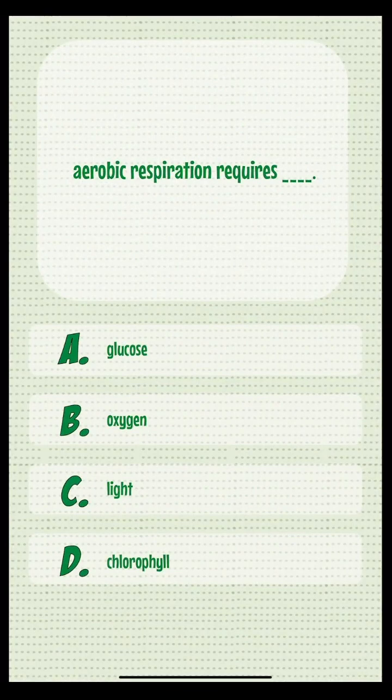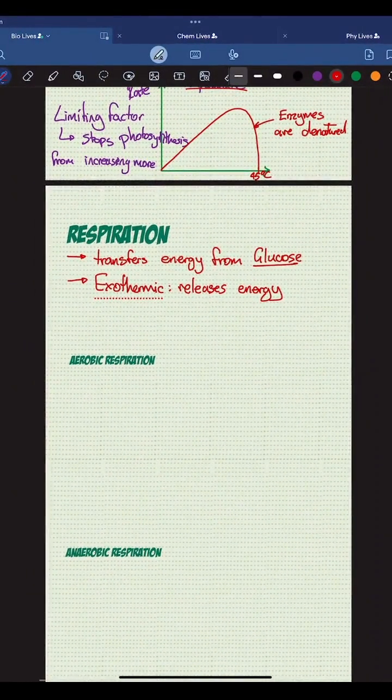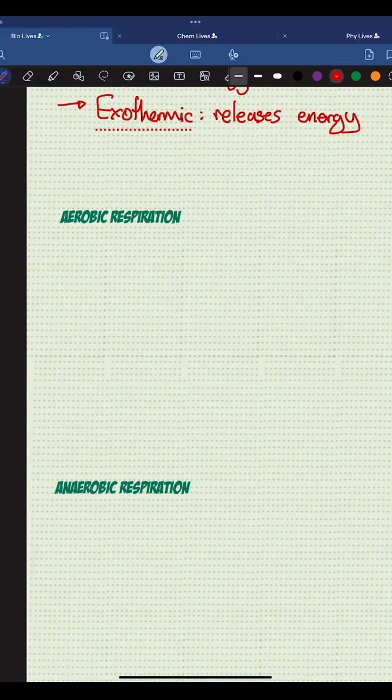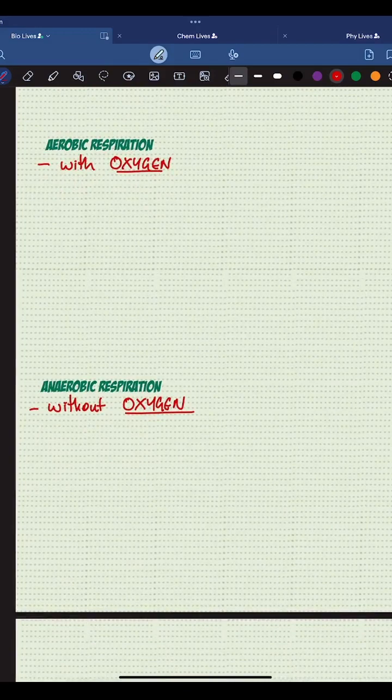What is respiration? So we just went through this. Respiration is when you transfer energy from glucose. And there's two types, so we're going to talk about that now. We're going to talk about aerobic respiration, anaerobic respiration. Aerobic respiration is respiration with oxygen. Anaerobic is without oxygen. Any other differences between the two?